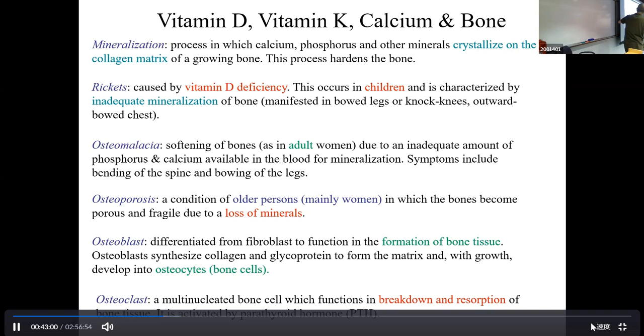Now, these are just the definitions of the relevant materials. What I want to highlight are two terminologies that you may or may not have encountered. I'm sure you have seen osteoporosis before, okay? And osteoblast and osteoclast. Have you encountered these two in your previous lecture? No. Okay.